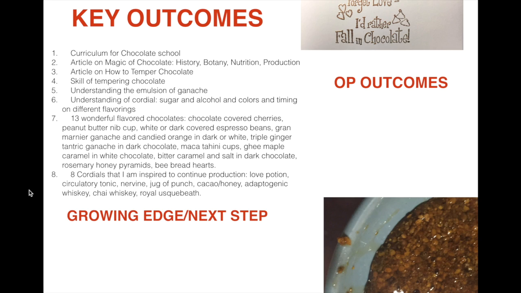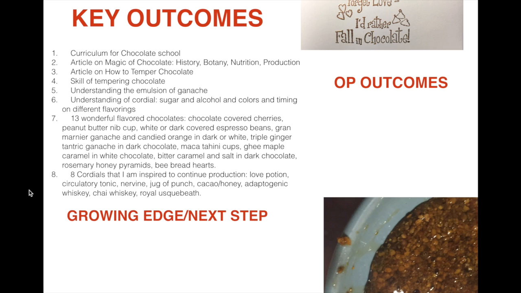I do an electuary out of maca and tahini, and then I put that instead of like a Reese's peanut butter cup. It was a nice adaptogenic cup there. And ghee maple caramel, maple syrup with ghee, lovely caramel out of that just shines in the white chocolate. Bitter caramel and sea salt and dark chocolate. Rosemary infused honey pyramids and bee bread hearts. Bee bread is a lovely bee pollen honey mixture.